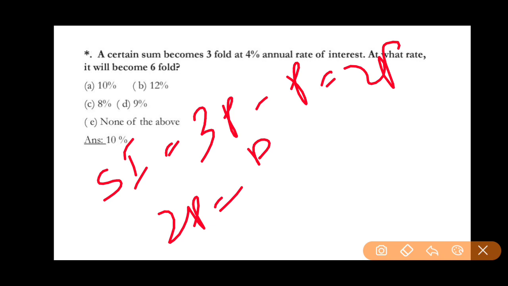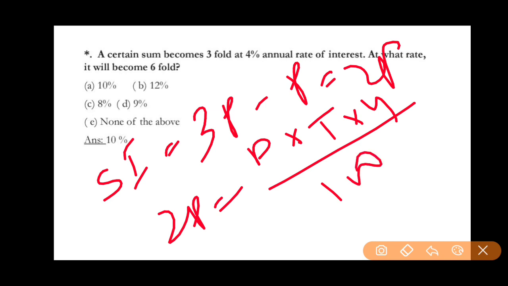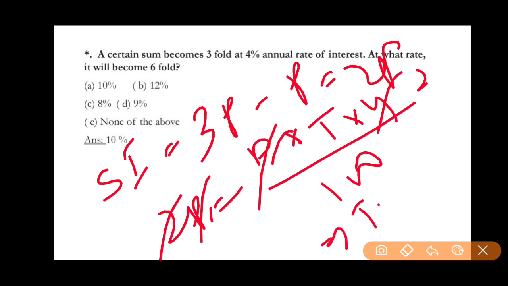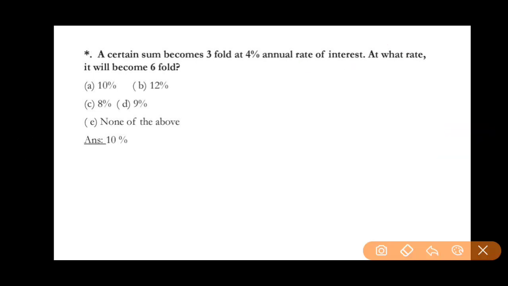Here I will mention p as the principal value, which is not given in the question. Time is not given, so you need to calculate the time, and the rate of interest is 4 divided by 100. So here you can calculate the value of t. P would be cancelled, then 4 by 2 equals 2 by 100, and if I consider t equal to 100 by 2, its value is 50. So the time is 50 years.